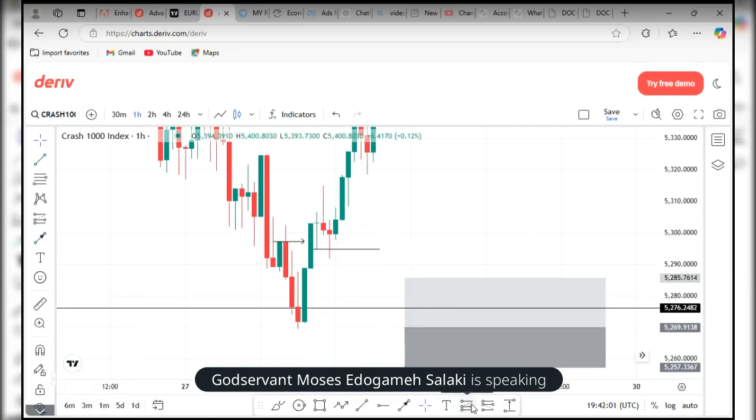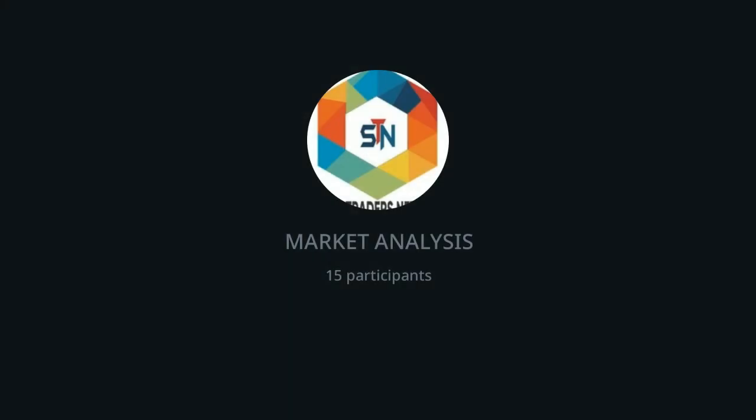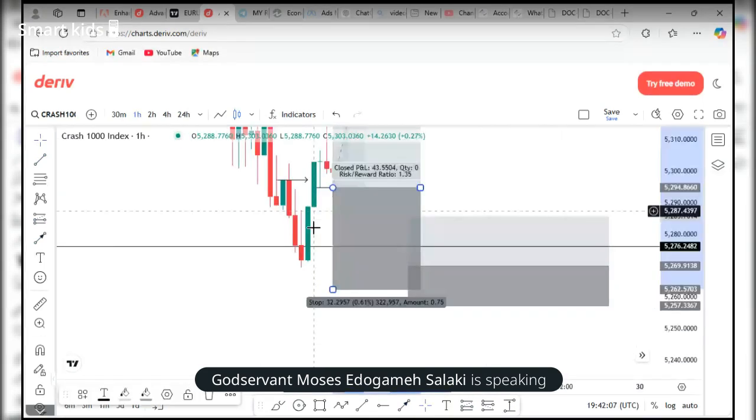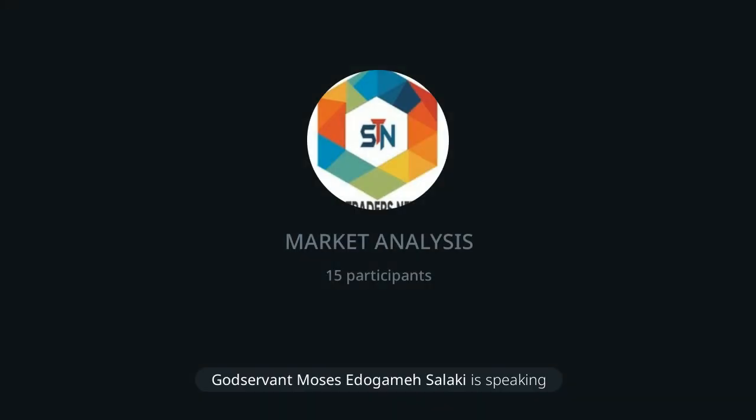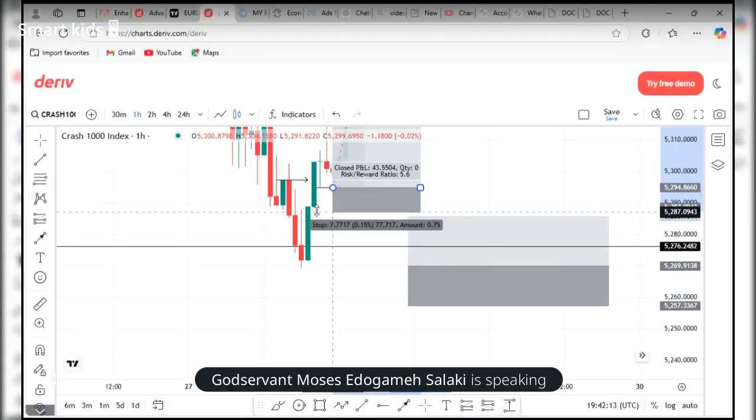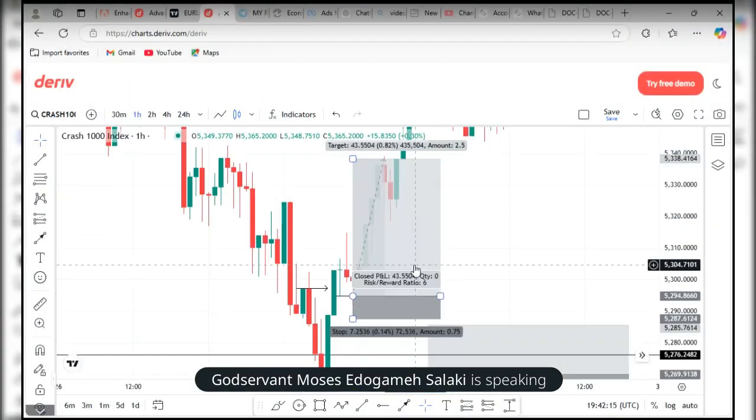So you missed the down one. This was the next entry. Stop loss at the candle that broke structure. You want to be conservative, you can still put it here, but this was fine. The candle that broke structure, send this to the back.